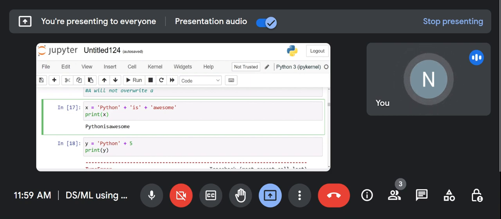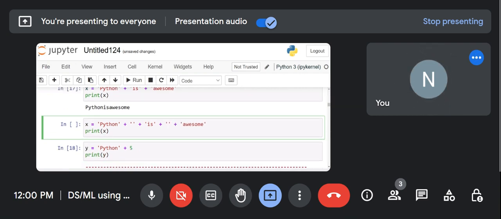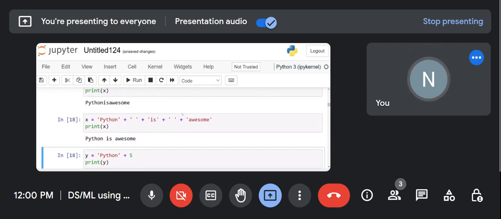Okay, and if you want to have some spaces between these, let me copy this code and let's bring some spaces. So it will be like plus, and then I write a quote with a space inside. Again I write plus here, then again bring some quote, then space like this. Now print the value of x. You can check Python is awesome with the spaces. So I've added spaces here in between the words. You can do that. So plus sign is used for concatenation.